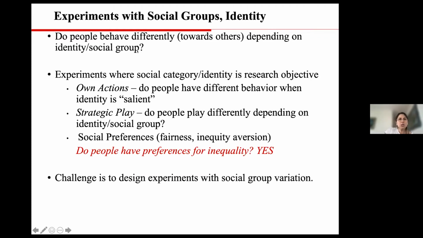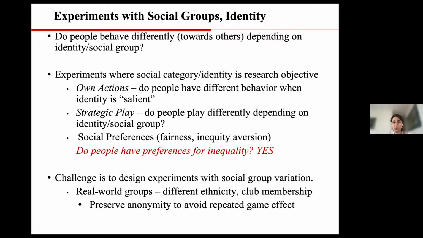So overall, if we're in this experimental world and we want to try and identify the effects on behavior of different social groupings, the challenge in an experiment is to design an experiment with a social group variation, right? You have to have a social group variation, which you can implement in a laboratory, or now what we're doing is a lot of online experiments, of course. So what are the two main ways in which people do this? One way is to literally use real world groupings. So people may have different ethnicities or different members of social clubs, and that's revealed in the experiment.